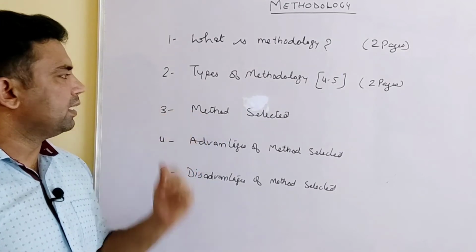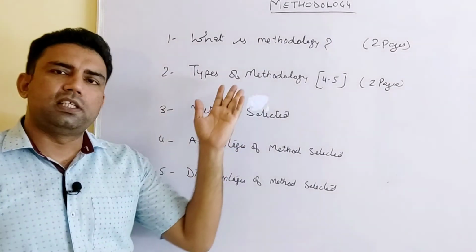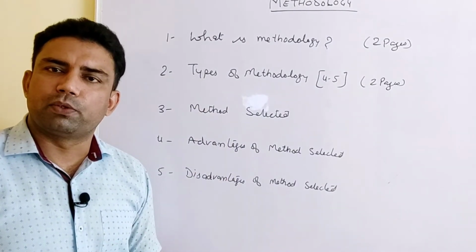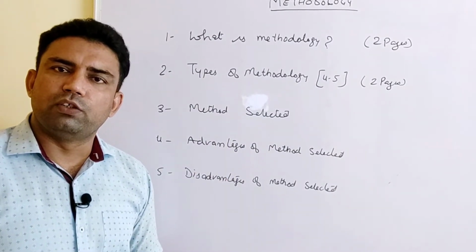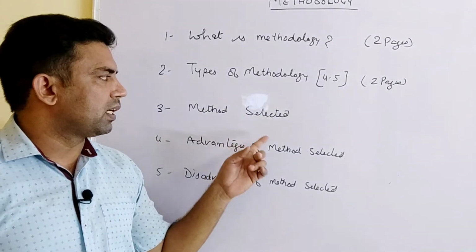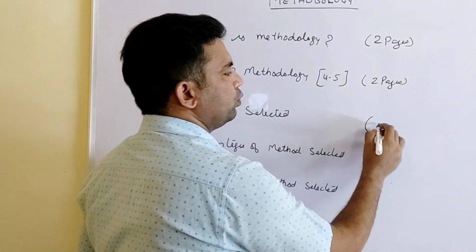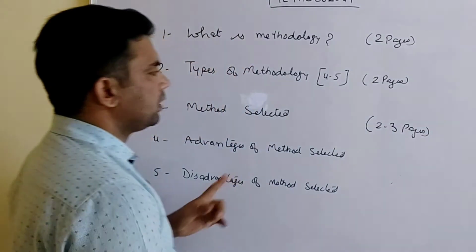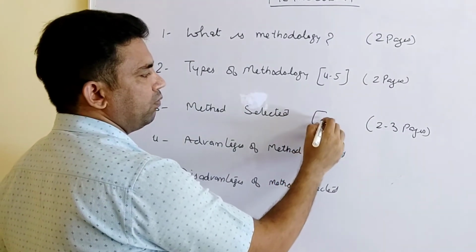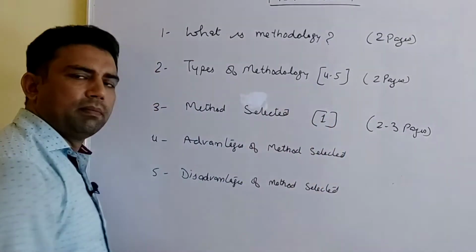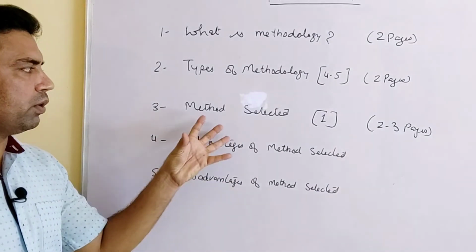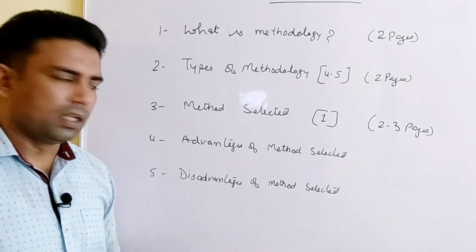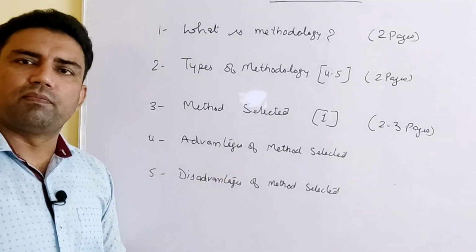The third heading is the method selected. Out of the methodologies which you have written in the second heading, you are going to choose any one for your project. Which methodology you are going to follow during the research, that you are writing here, and again it will take 2 to 3 pages. You are going to define only the one methodology which you have selected, and you are going to define that in detail, so it will take 2 to 3 pages, right?